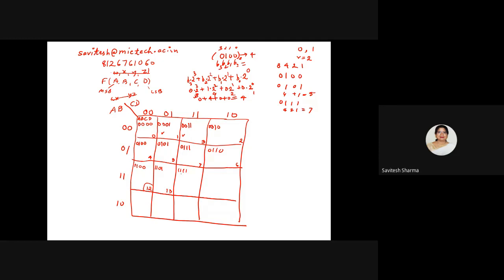So what is this? 8 plus 4 plus 2 plus 1, 15. What is this? 14. Now this is 9. This is 8. 8, na? Okay. I hope you understand now. 9. So just to understand how these cell numbers are coming, and then you practice.